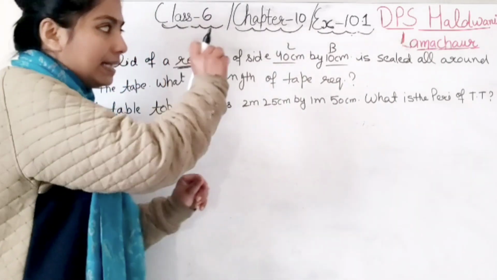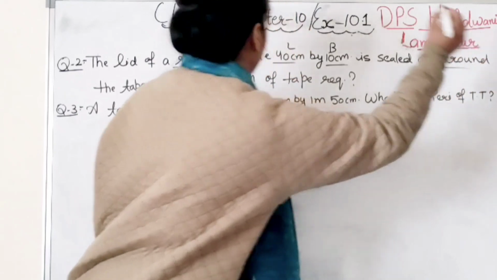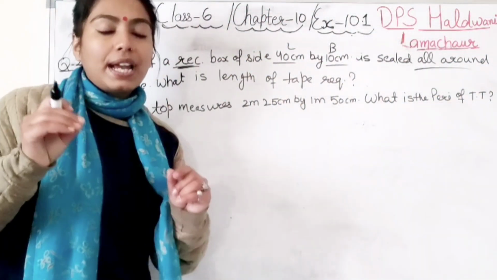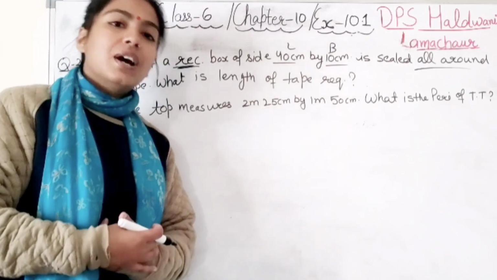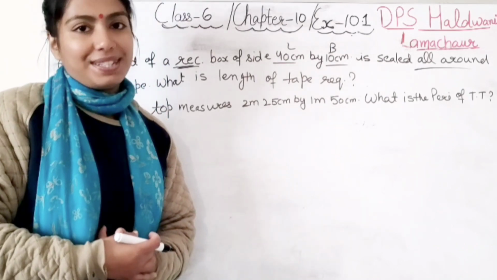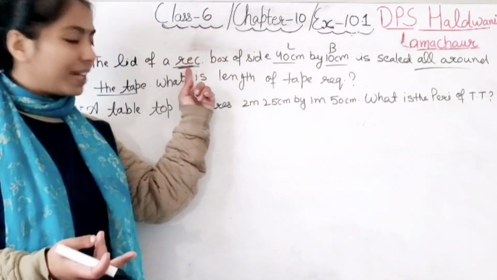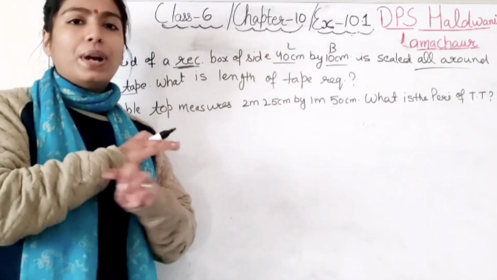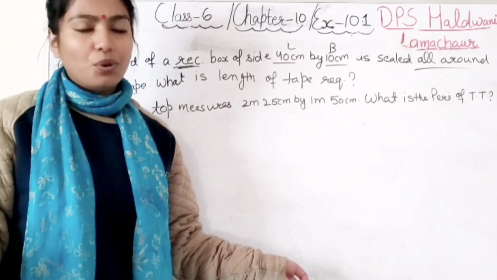It is given that the seal is all around the tape, right? All around means outside. So for outside, obviously, we have to take out the perimeter. Whose perimeter? Of the rectangle. Right, student? So keep only this thing in mind. Rest, whatever the word problem will be, no worries.